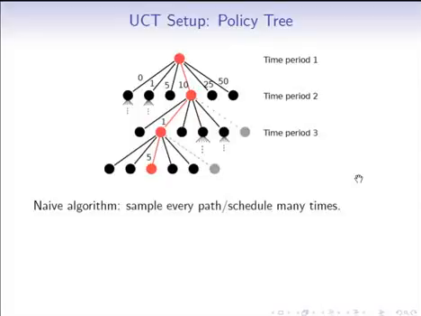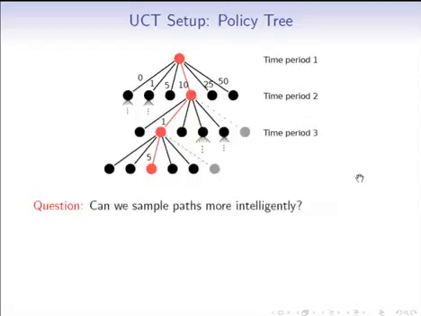And what we'd like to do is really find the path that gives us the best response based on our simulator. So a naive algorithm to do this would be to sample every path many times, and then just pick the path that gives you the best results. However, the basic question that we have is, can we sample paths more intelligently? Because there are many, many paths on this tree, and so sampling every one would take forever.